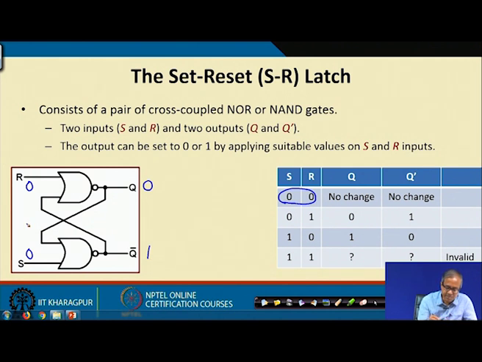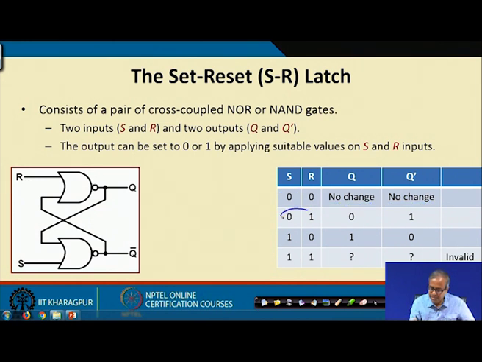So, if we apply S and R as 0 0, you see this 0 is coming here, 0 and 0, this output will be 1, and 1 and 0, output of the NOR gate will be 0. So, there is no change. Similarly, if this is 1 and this is 0, then also no change. This 1 will remain 1 because 0 0 gives 1 and 1 0 gives 0. Therefore, if we apply 0 0, there is no change in the outputs. This is the first one.